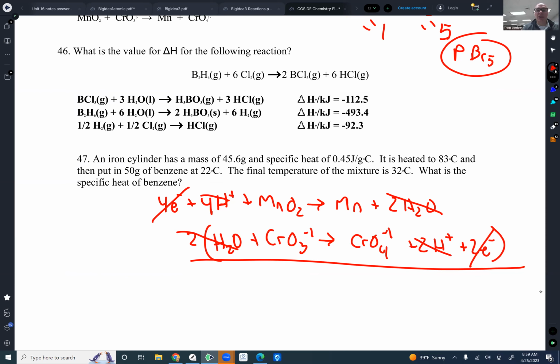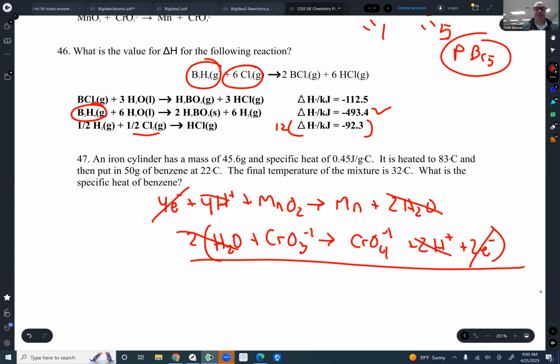Okay, Hess's law. So we're going to look here and see that B2H6 is on the correct side. That means this is okay. The 6 Cl's. So I've got Cl's right there that are all okay, but they're 1/2. So that means I need to multiply all of this by 12 to make sure that I get the 6 Cl's. So now we're okay with that. Now we can go with the BCl3. It's on the wrong side. So I need to flip the BCl3 and multiply this by 2.